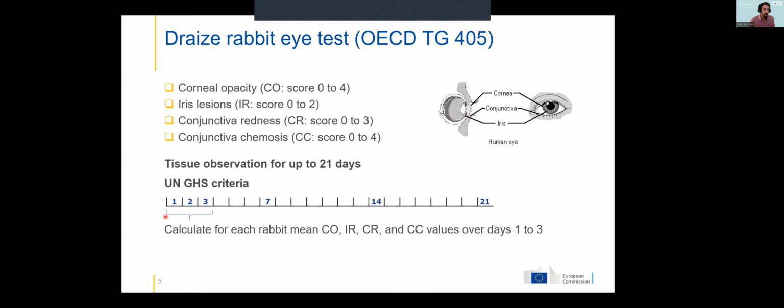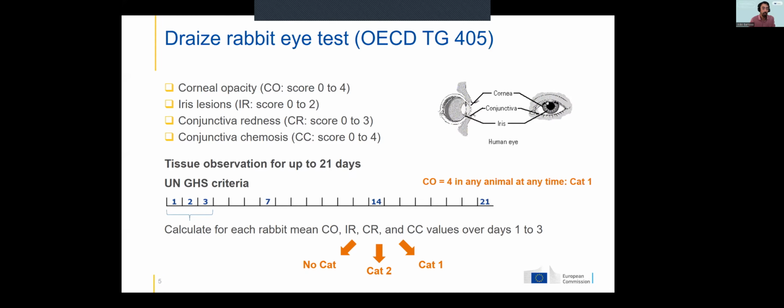So these tissues are observed for up to 21 days, and you annotate the scores. And the scores from days 1 to 3 are averaged. A mean is calculated for each rabbit for those 4 endpoints. And these are then used to decide on classification based on thresholds for those means.